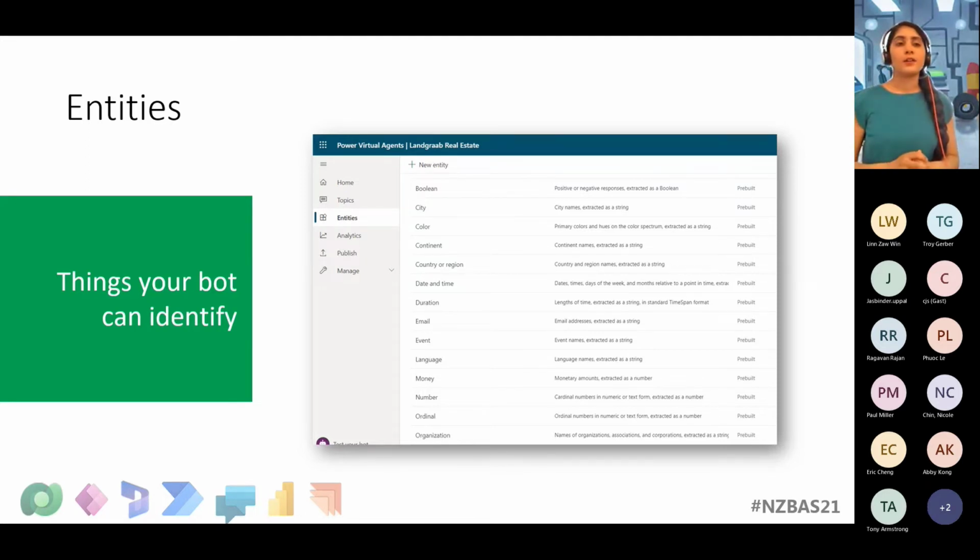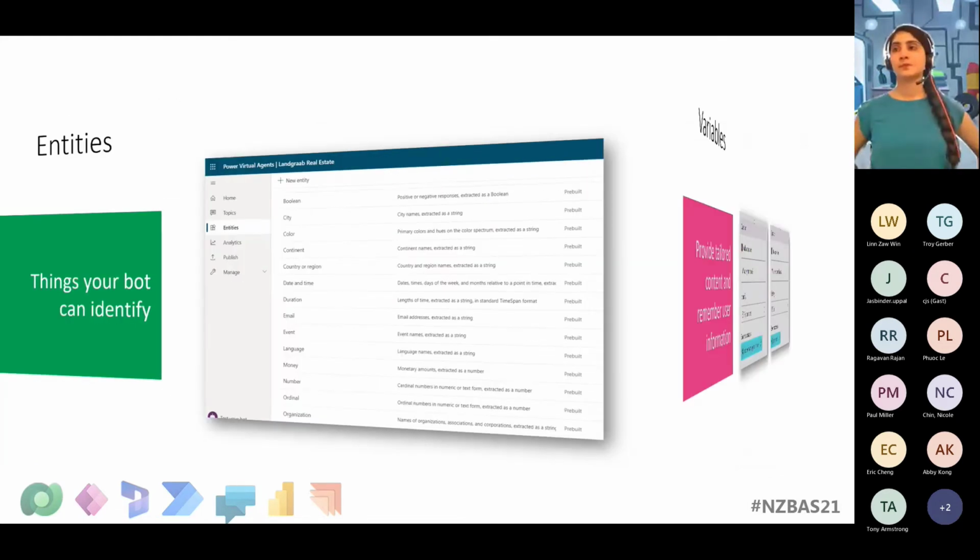So, perhaps if you work at a shoe shop and you're selling shoes, you could create an entity that identifies all the types of shoes that you sell. So as someone goes to the bot and asks about a type of shoe, the bot then knows that this is what the person was talking about and can direct the conversation from there.